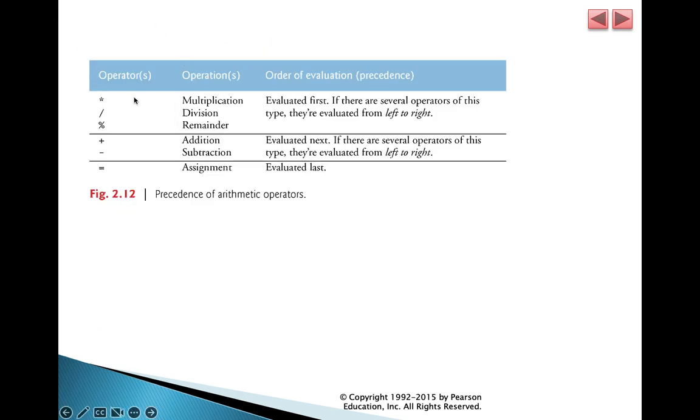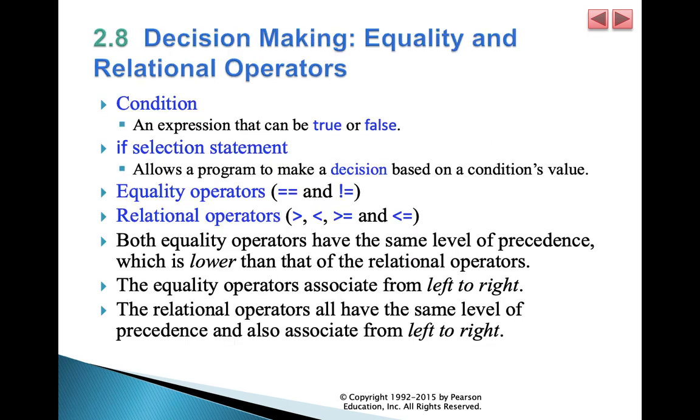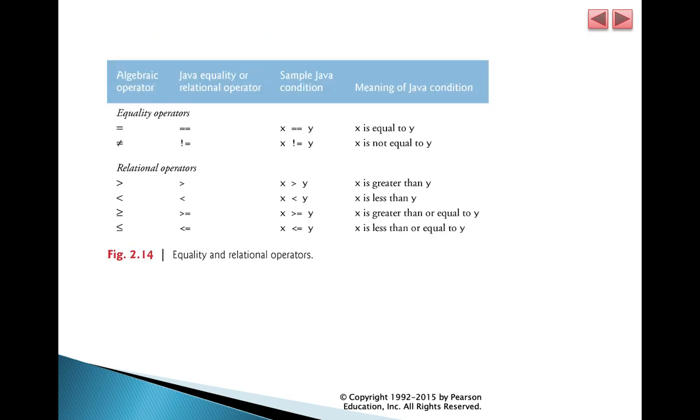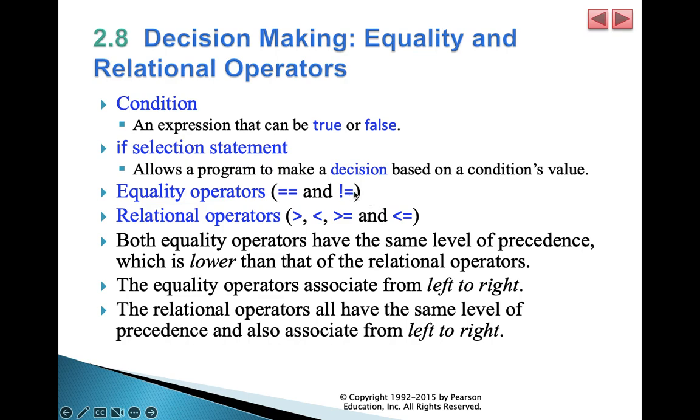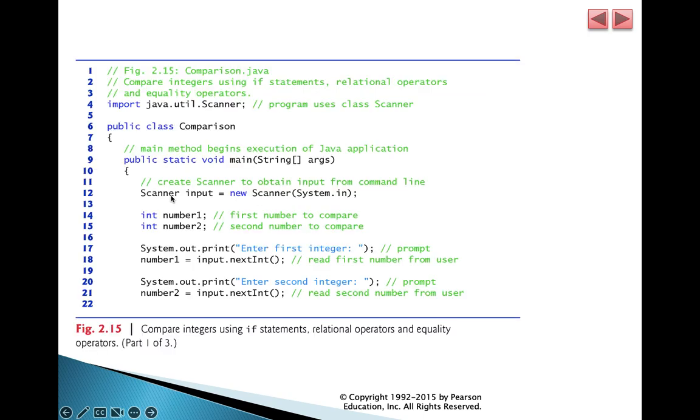There are rules for which operators have precedence. First multiplication, division, remainder, and then plus, minus, and then assignment. So for example, here is an arithmetic expression. To evaluate that, we need to follow these steps. Also, we can have equal and not equal, greater than, less than, greater than or equal, less than or equal. So this also we can use in Java programming.